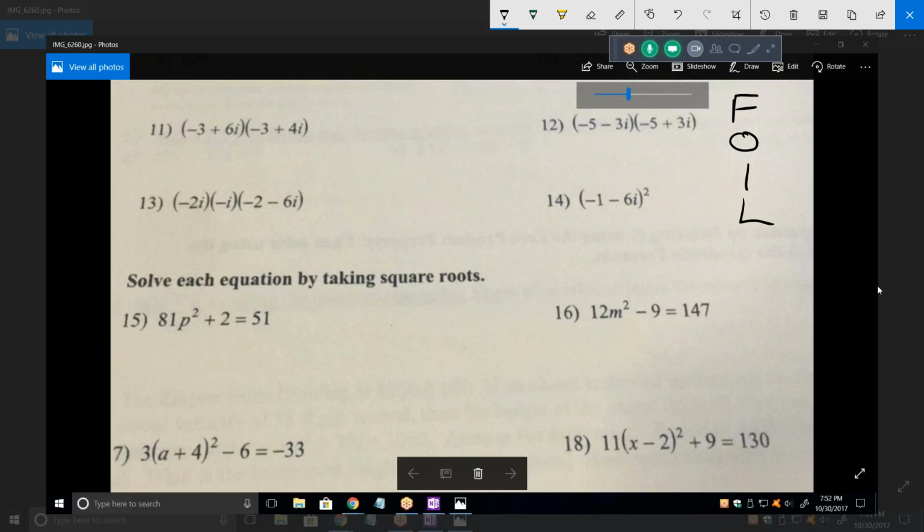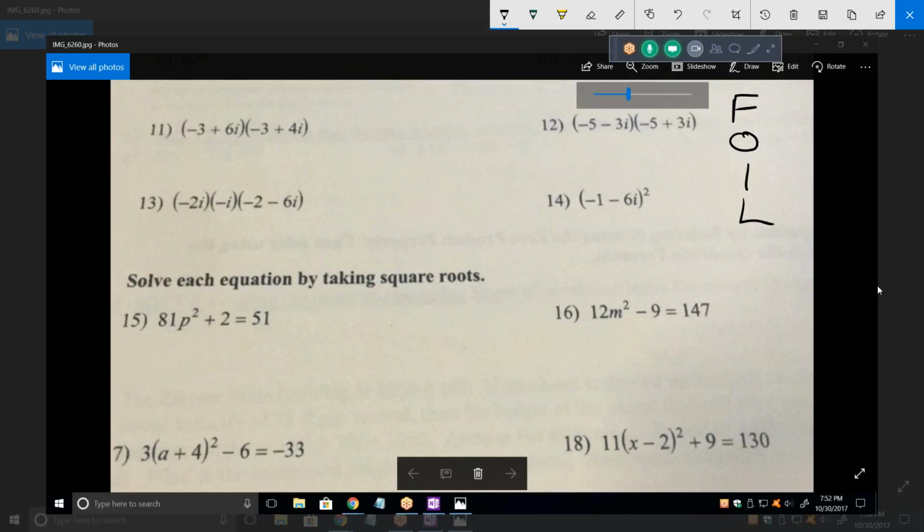Wait. FOIL. The F stands for the first terms. The outside stands for the outside terms. The inside stands for the inside terms. And the L stands for the only thing left, those two. So that's what FOIL means: you do the first, and then the outside, and then the inside, and then the last. So what do you get when you do that?